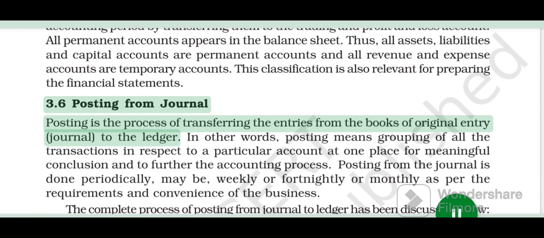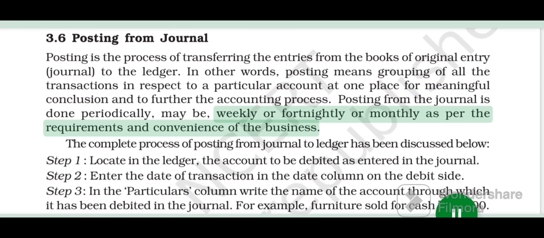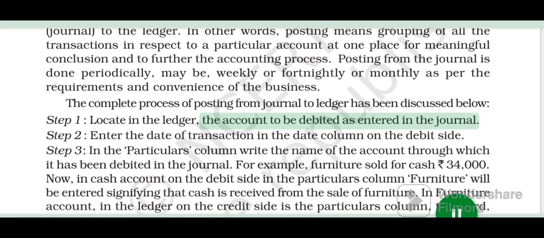3.6 Posting from journal. Posting is the process of transferring the entries from the books of original entry, the journal, to the ledger. In other words, posting means grouping of all the transactions in respect to a particular account at one place for meaningful conclusion and to further the accounting process. Posting from the journal is done periodically, maybe weekly or fortnightly or monthly as per the requirements and convenience of the business. The complete process of posting from journal to ledger has been discussed below.